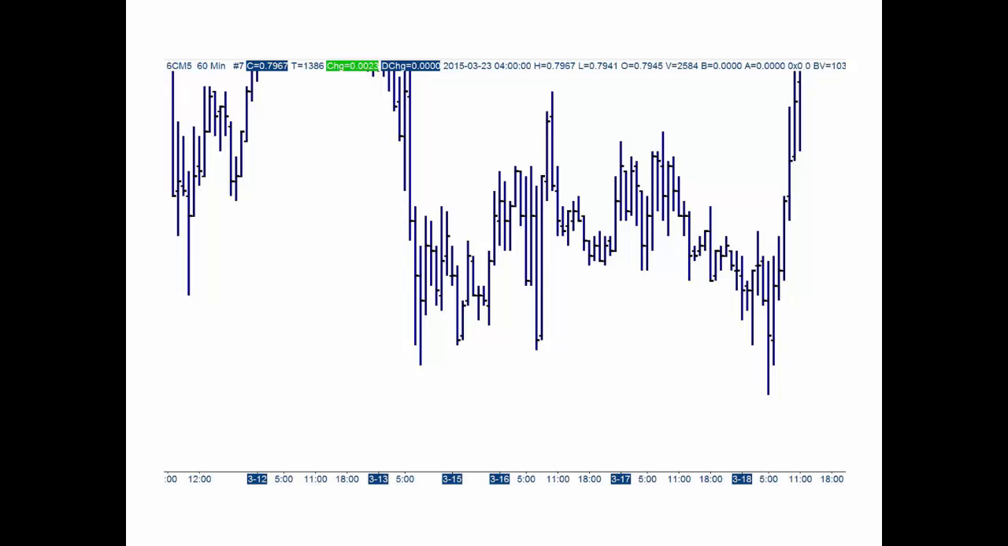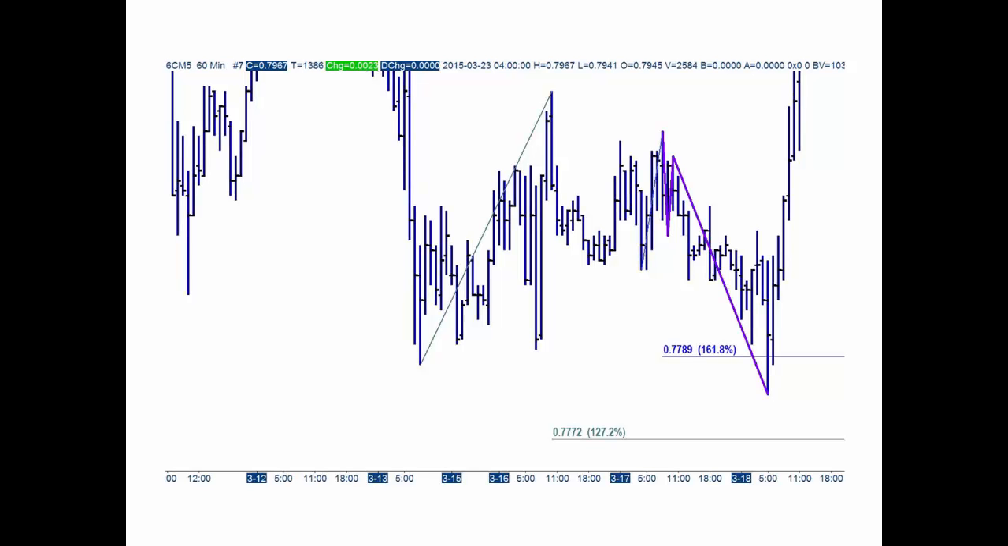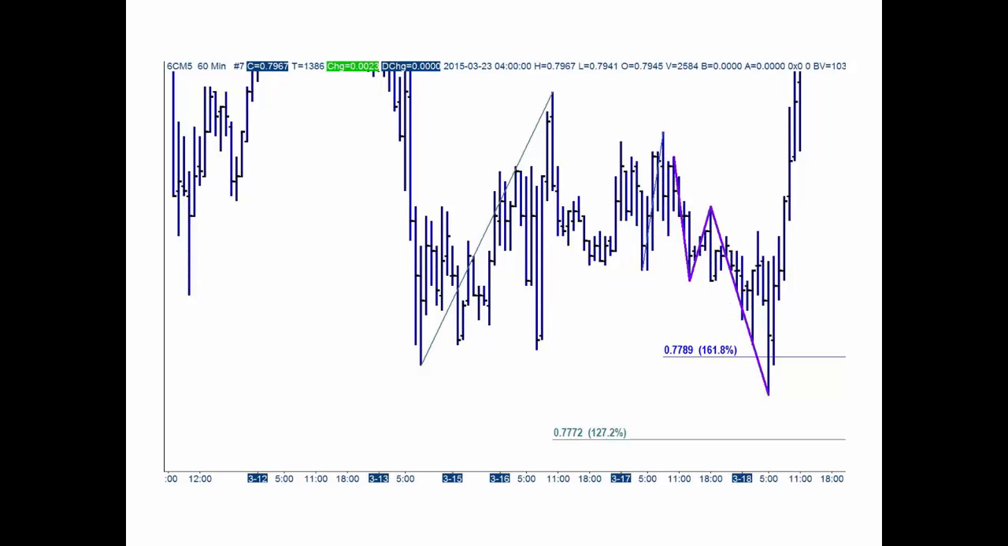Can you spot a good butterfly pattern here? Although this looks choppy to the uninitiated, these two extensions give a zone in which you can buy. Here are the two extensions that you can average for your entry price to buy. But what's exciting is this purple supporting measure move. This confirmation gives you a lot of confidence to buy it in that zone.